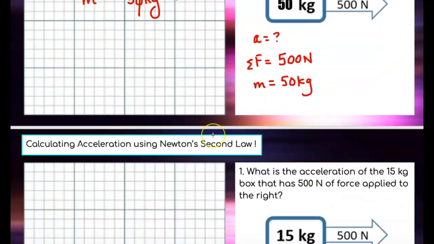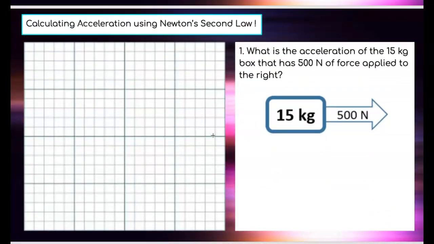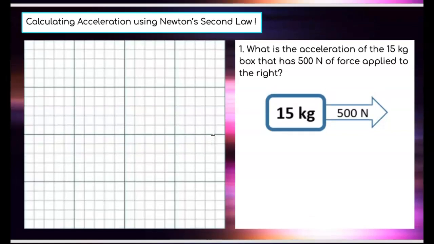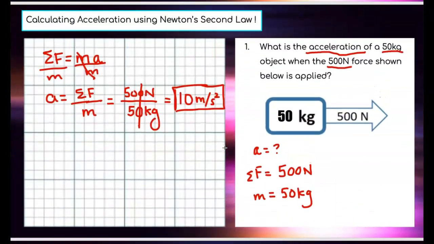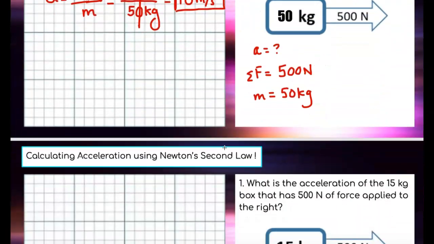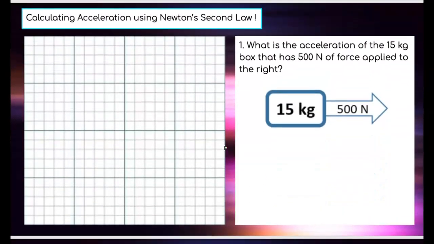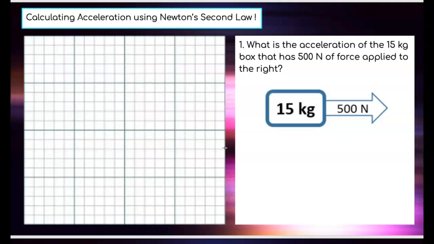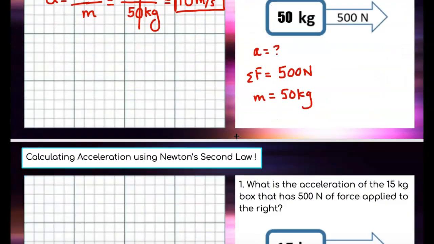Now we'll look at a second example. This asks us, what is the acceleration of the 15 kilogram box that has a 500 Newton force applied to the right? Now, I want you to compare this to the situation that we just looked at. We can see that the net force is still 500 newtons to the right. However, in this case, we've gone from a 50 kilogram box to a 15 kilogram box. So I encourage you to take a moment to pause the video and make a prediction about what the final outcome for this acceleration is going to be compared to the first box.